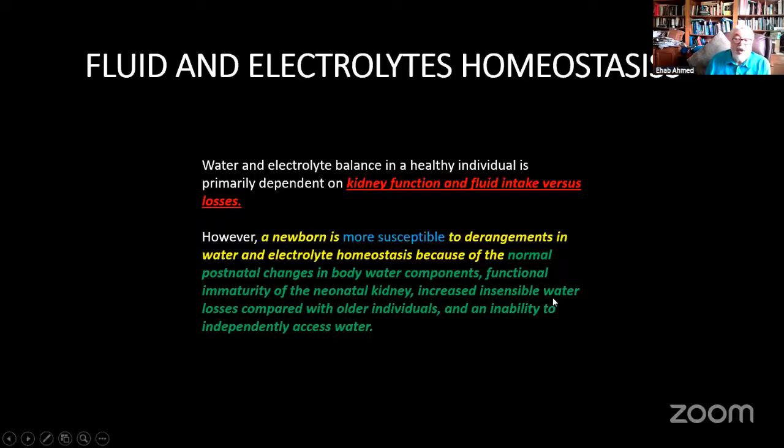And the newborn baby, especially the preterm ones, is more susceptible to derangements in water and electrolyte homeostasis because of their relative immaturity, because they have a dynamic process of change after delivery, and because the insensible water loss is of paramount importance, especially in the preterm babies. And this changes with postnatal age. Day 1 is not like day 5 or 7.